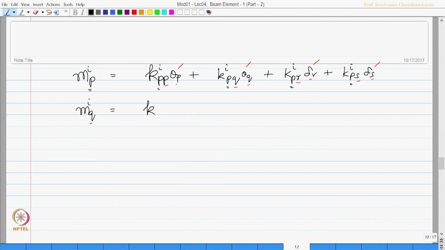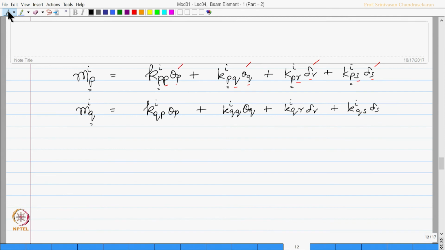So, since it is q, all first subscript will remain as q. So, KQP theta p of the ith member plus KQQ theta q plus KQR delta r of the ith member plus KQS delta s. Very good. So, that is what we have to write. It is very simple to remember if you understand the notation very carefully.